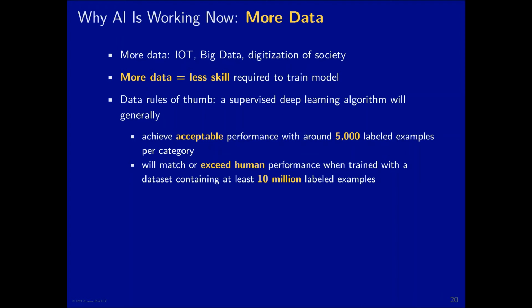So there are some rules of thumb on that. If you're trying to do a supervised deep learning classification algorithm, you can generally expect to achieve acceptable performance with about 5,000 labeled examples per category that you're trying to classify into. And you can keep going. If you get to 10 million examples, you can probably match or even exceed human performance with that type of classification. So somewhere between 5,000 for acceptable, 10 million for stellar. We'll come back to those numbers later on in an insurance context.